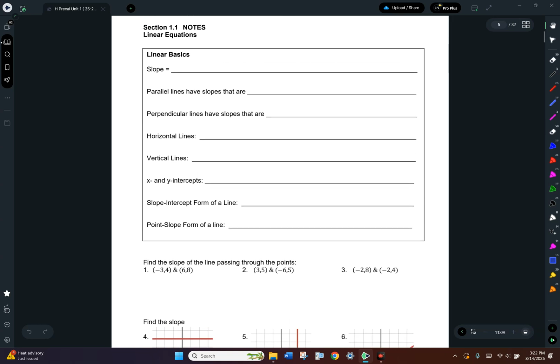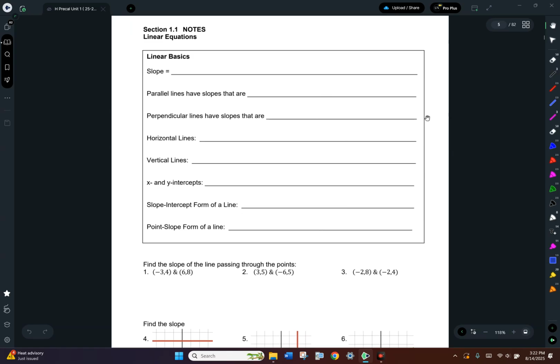This is section 1.1 for pre-calculus. This is everything you've learned back in your Algebra 1 days related to linear equations. Okay, so we're just going to kind of fly through the basics here.